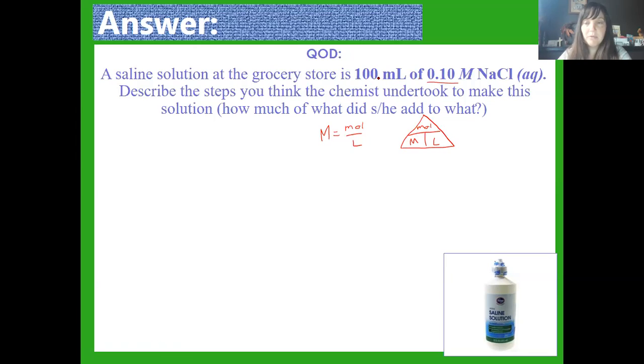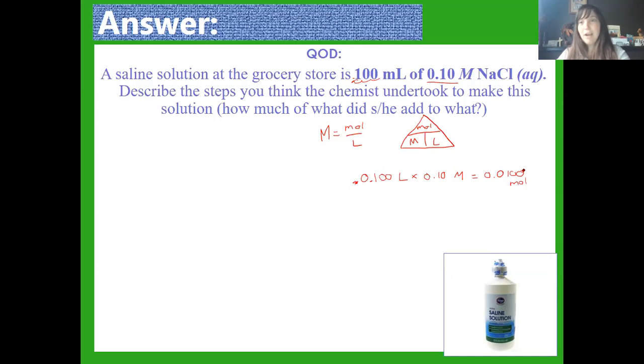Milliliters is 100. So if we want to change that to liters, to go from milli to liters, we move the decimal over 3 places. 1, 2, 3 to the left. So it's 0.1 liters. So 0.1 liter times 0.1 molar. And that equals 0.01 moles. So the chemist just got 100 milliliters of water and 0.01 moles of sodium chloride.